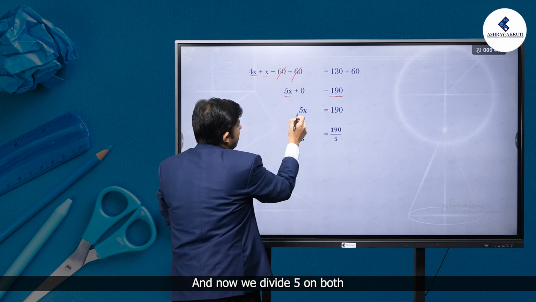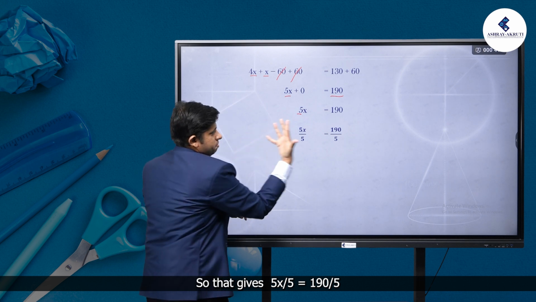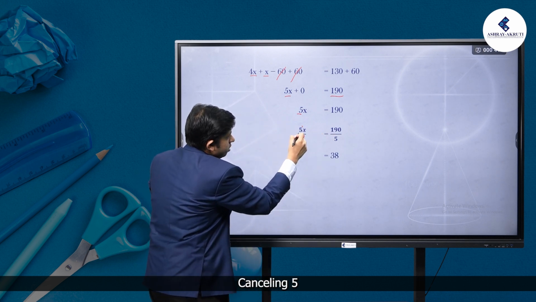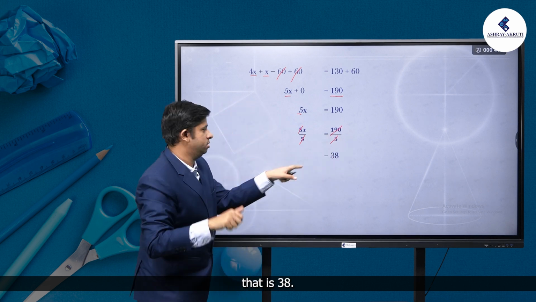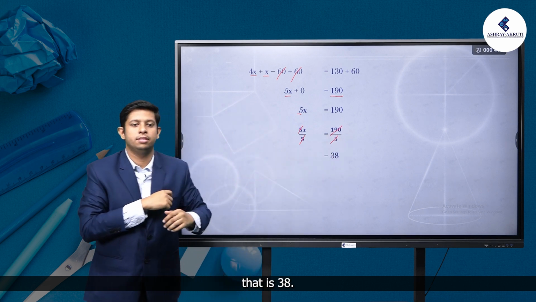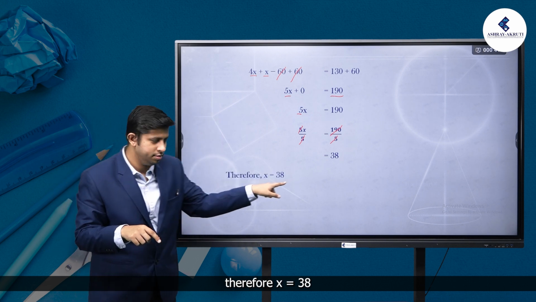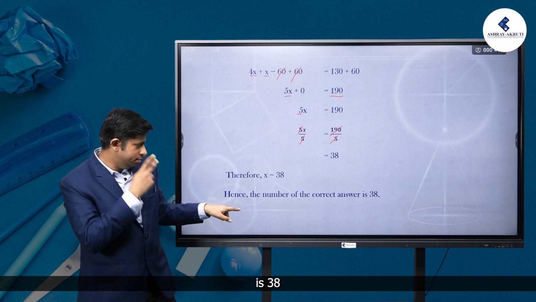And now we divide by 5 on both the sides again. So that gives 5x by 5 is equal to 190 by 5. Cancelling 5, we have the value of x, that is 38. Therefore, x equals 38. Hence, the number of correct answers is 38.